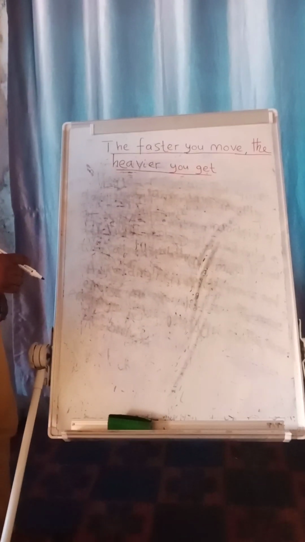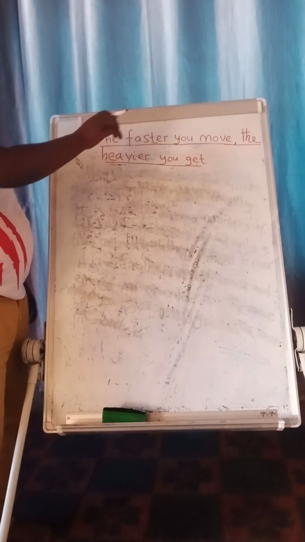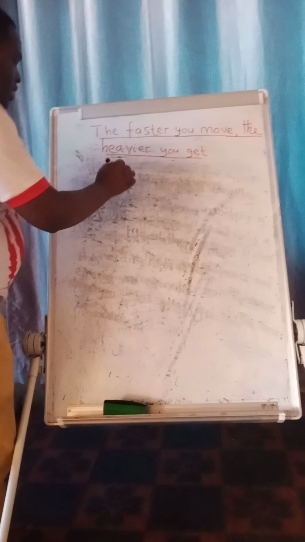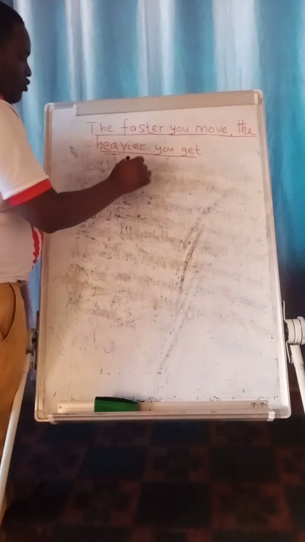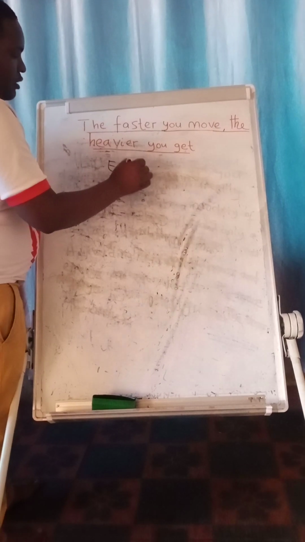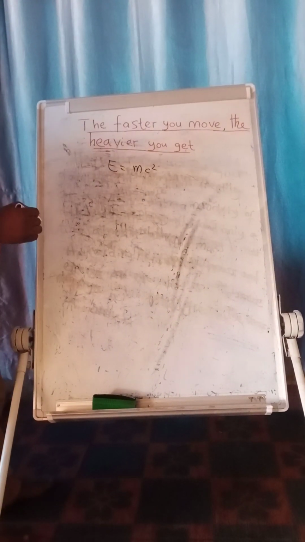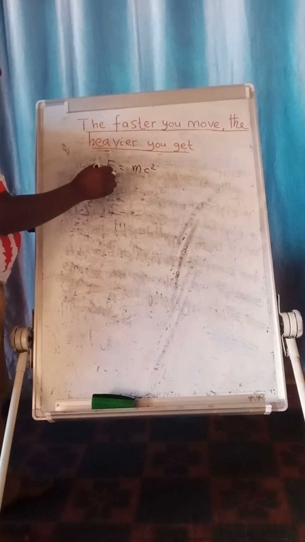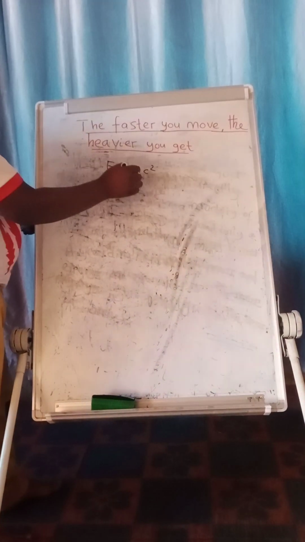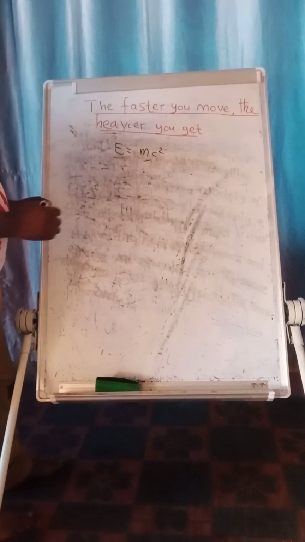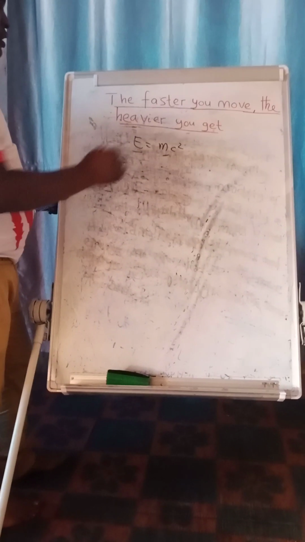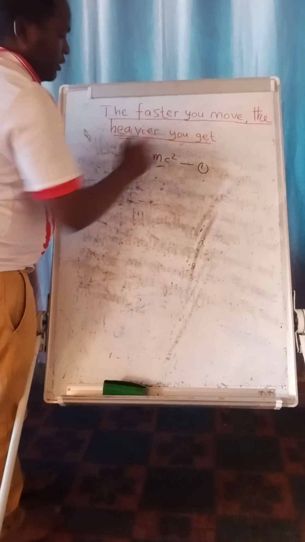The faster you move, the heavier you get. Let us prove this physics fact. Our proof starts from Einstein's equation, which says that E is equal to m c square, where E is energy, m is relativistic mass, and c is the speed of light. Let us say this is equation 1.